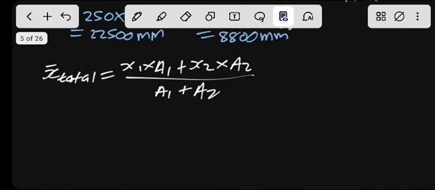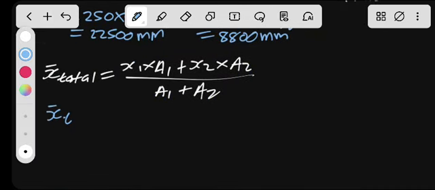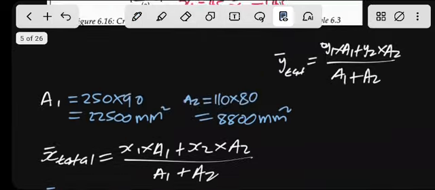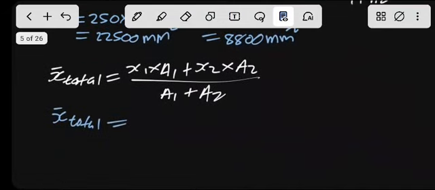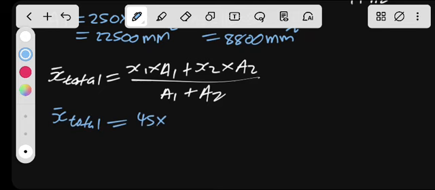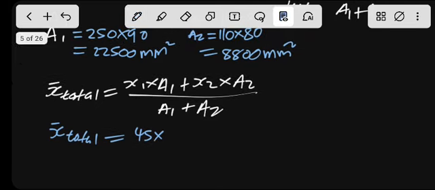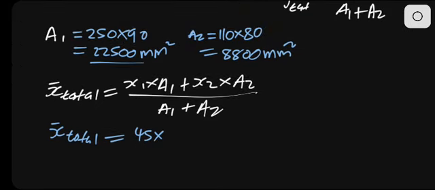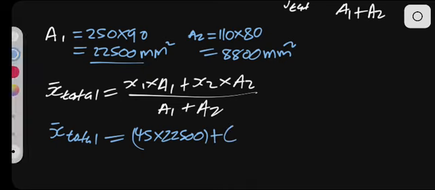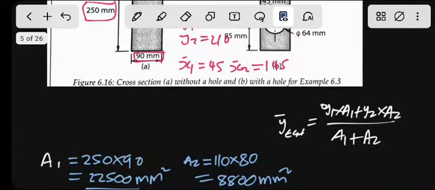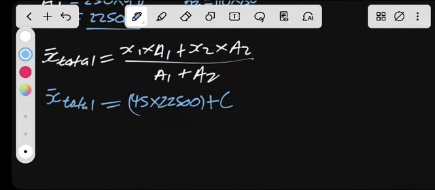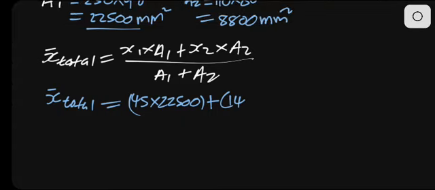We can find our x bar there. Total: x1 we have there is 45, multiplied by area 1. Here is area 1 there, multiplied by 22500, plus x2 there. It's 145. So we have 145 multiplied by area 2, which is this one.